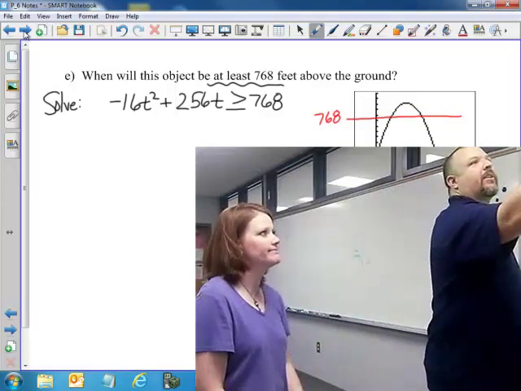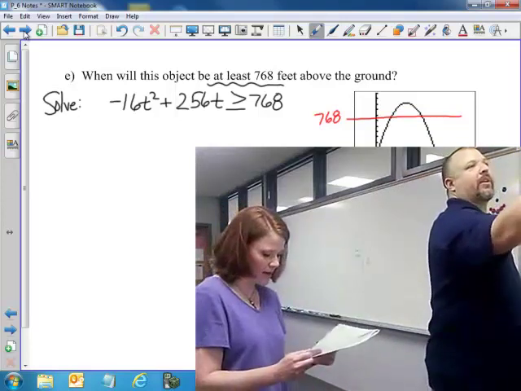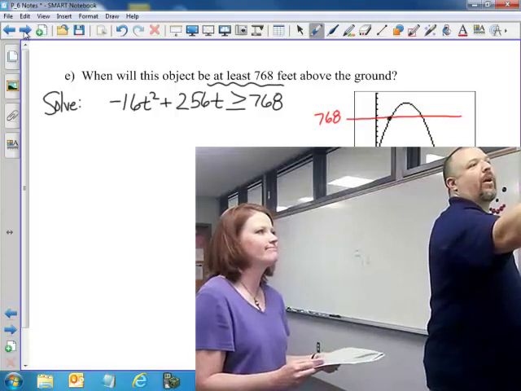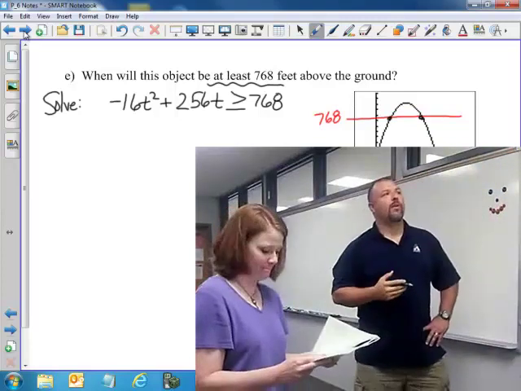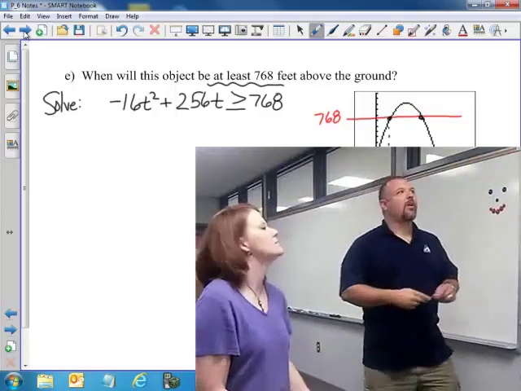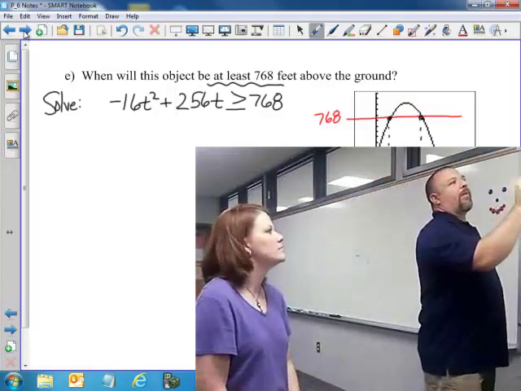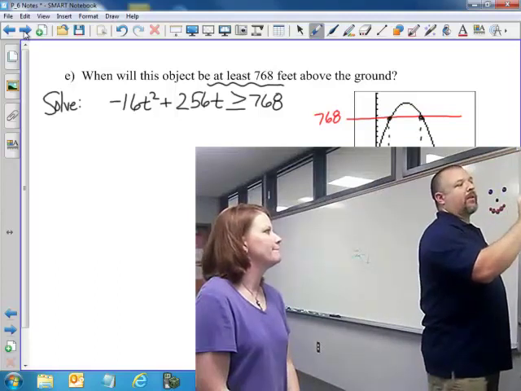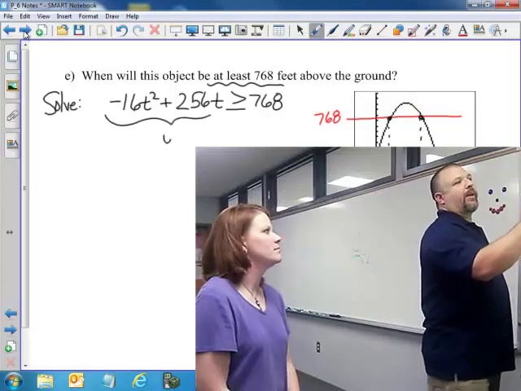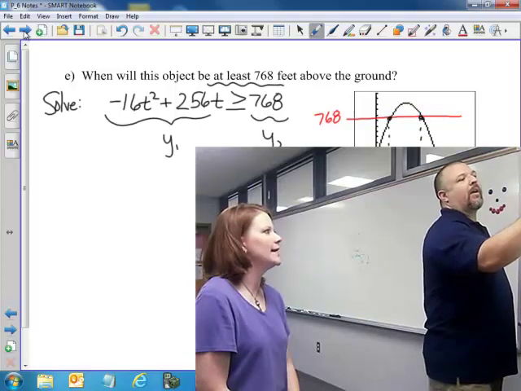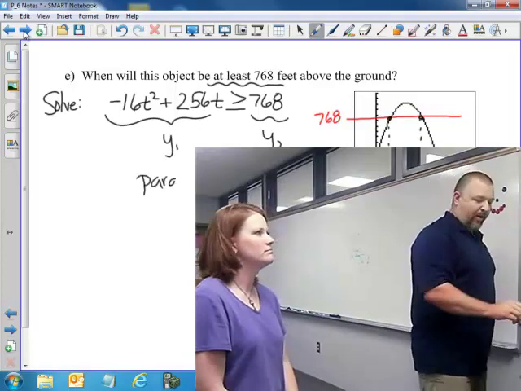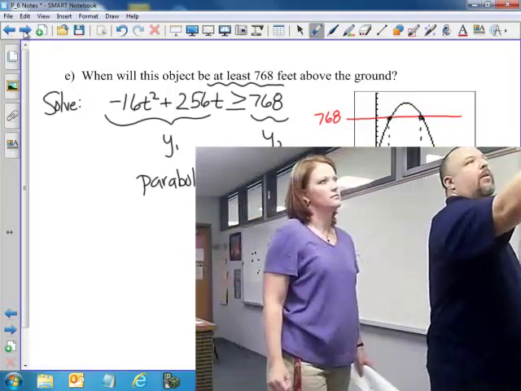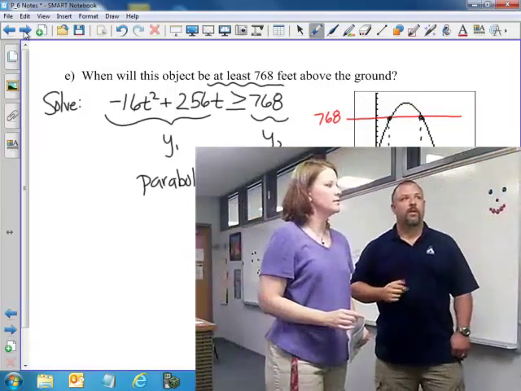There we go. Okay. So the first step I did is I found the intersection points. And what were they when you find those intersection points? 4 and 12. Are those nice, pretty numbers? 4 and 12. Okay. So once we know that they're 4 and 12, if this is y1 and this is y2, we want the parabola, or the curve, to be above or more than the line 768. So where does that occur? Well, that happens between 4 and 12.